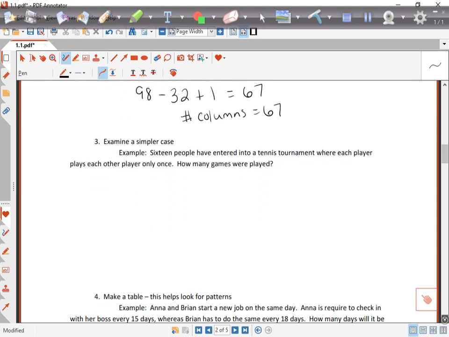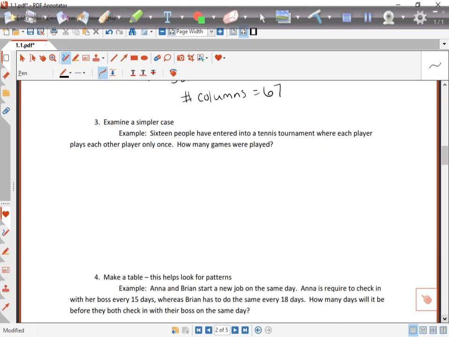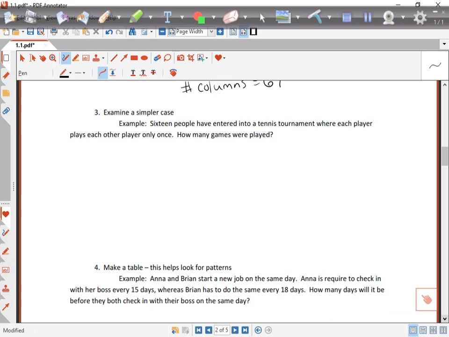Okay, the third strategy is examine a simpler case. Here, 16 people have entered into a tennis tournament where each player plays each player only once. How many games were played? Well, 16 is a lot of people, so we could start with something smaller. I'm going to start with 4 people.